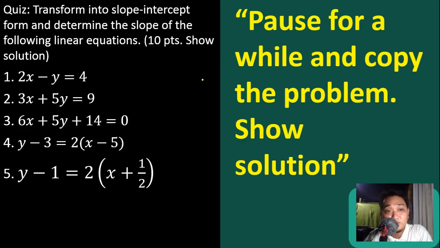Now, mag-iwan po ako sa inyo ng home quiz. I want you to answer this at home. Just try to answer this at home. I want you to transform the following into slope-intercept form, and please determine the slope of the following linear equations. Especially for number 4 and 5, kung napapansin nyo po, itong dalawang to, it is in the point slope form. Kukunin natin yung kanyang slope intercept form. Ganun po.